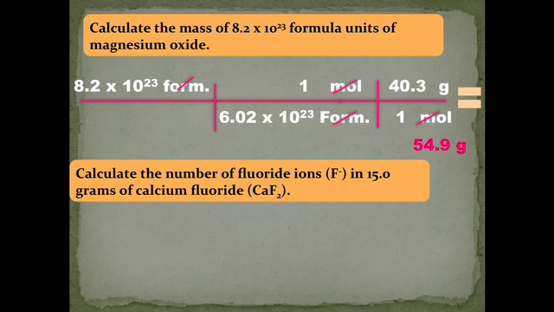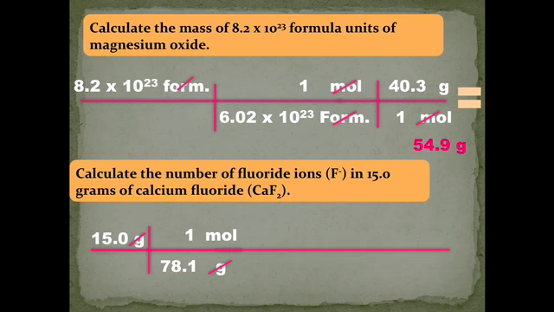Calculate the number of fluoride ions, which is F negative, in 15 grams of calcium fluoride. So I start with 15 grams. Put grams on the bottom to get it to cancel. So I have to add up all of calcium fluoride, CaF2, and I get 78.1. I'm going to cancel there, but I want number of fluoride ions, so I'm going to have to change to fluorine. So I got moles of calcium fluoride on the bottom and moles of F on top. And if you look, it says F2, so that's going to be 2 moles.